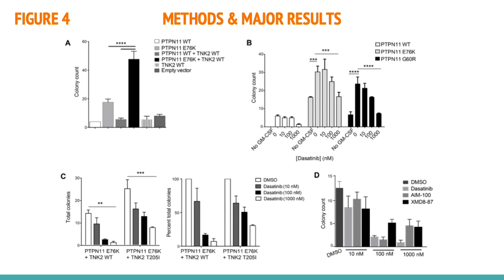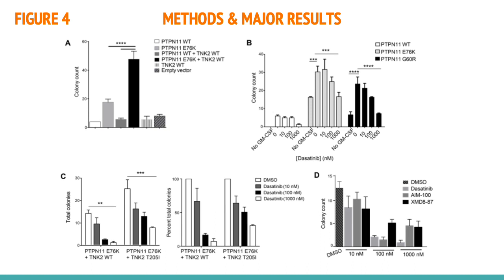So the results for the first test were that there was increased colony formation when both were expressed compared to the mutant PTPN11 alone. So we can see that in figure 4A. So you can see that both mutants are the black bar, and you can see there's a lot more colony formation compared to all the other combinations. So basically both mutants, more colonies. For the second test, dasatinib reduced colony formation according to the dose. So we see this in figure 4B.